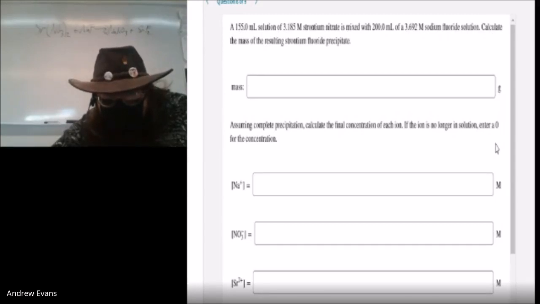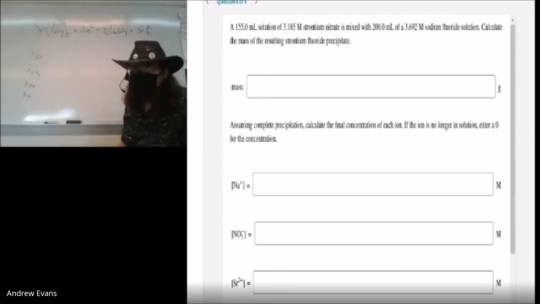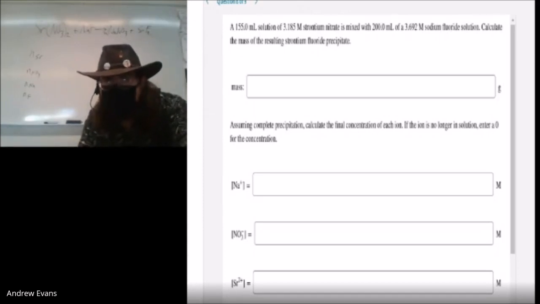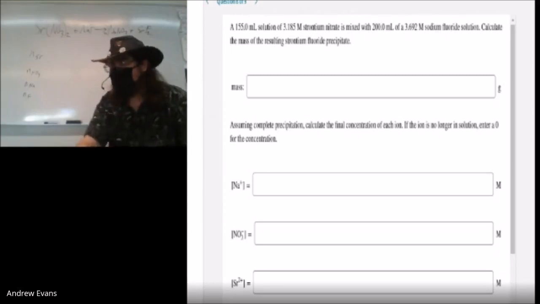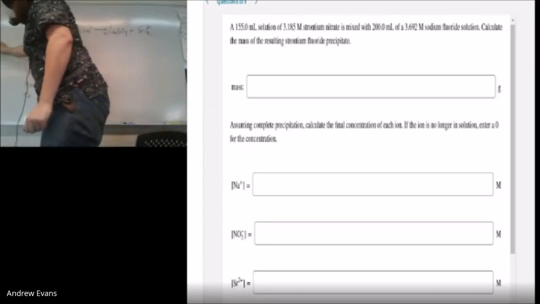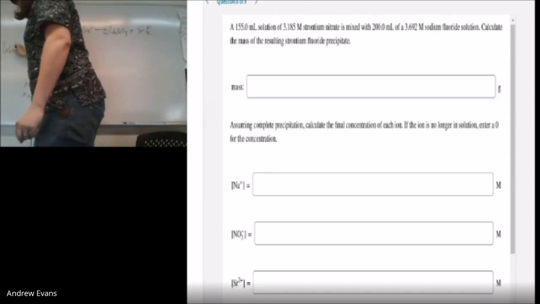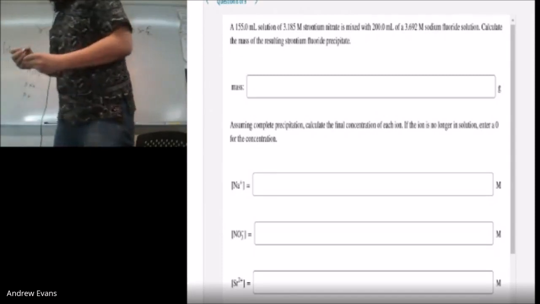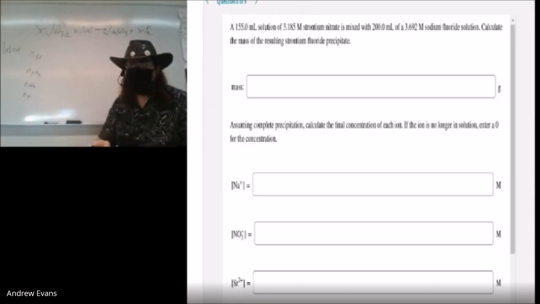Now, let's calculate the moles of sodium, the moles of nitrate, the moles of strontium, the moles of fluoride. This is going to make my life easier in the long run. I know it doesn't seem like why are we doing that now, but we'll do that now. So how do we calculate the moles? Moles are, remember, just molarity times volume gives us moles. And then, of course, times whatever coefficient.